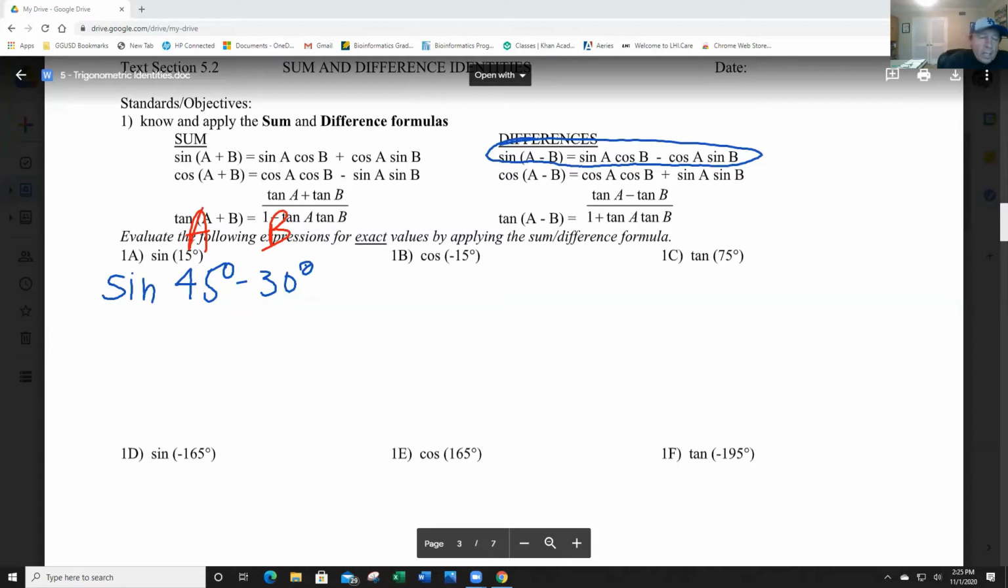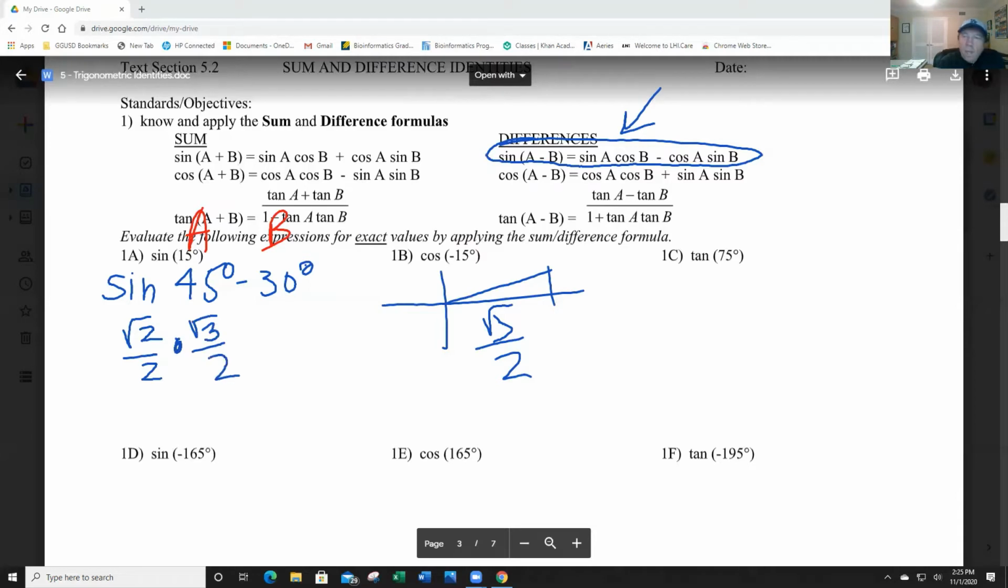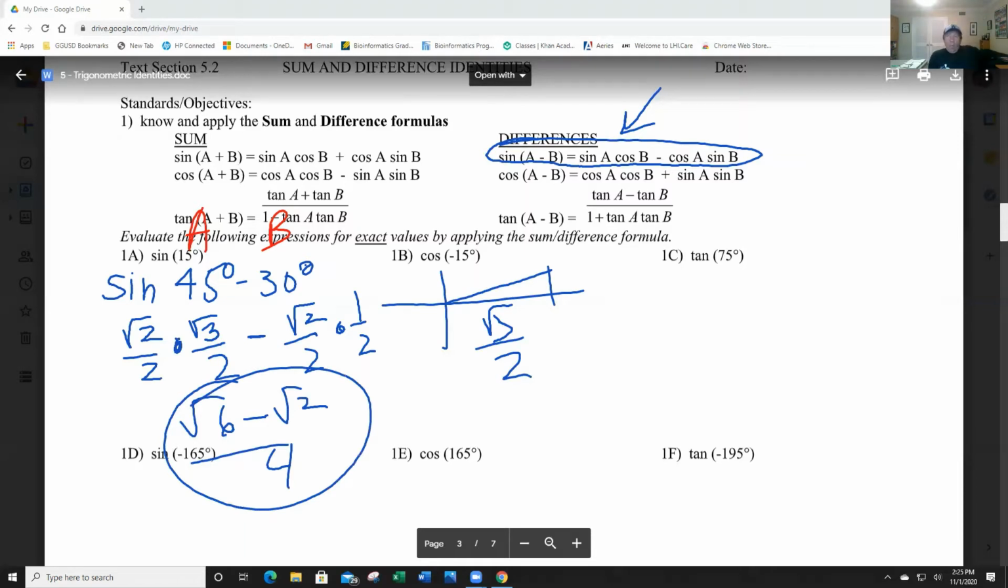What's the sine of 45 degrees? That is radical 2 over 2. And again, I'm using this formula right here where that arrow is. And the cosine of B, what's the cosine of 30? There's a 30-degree angle, and the x is long there, and that's radical 3 over 2. So times radical 3 over 2, and then minus the cosine of A, which is still radical 2 over 2, times the sine of B, which is 1/2. And you're going to get radical 6 minus radical 2 over 4. You are going to see that combination of radical 6, radical 2, and 4 in the denominator constantly in these answers. So that is 1A.